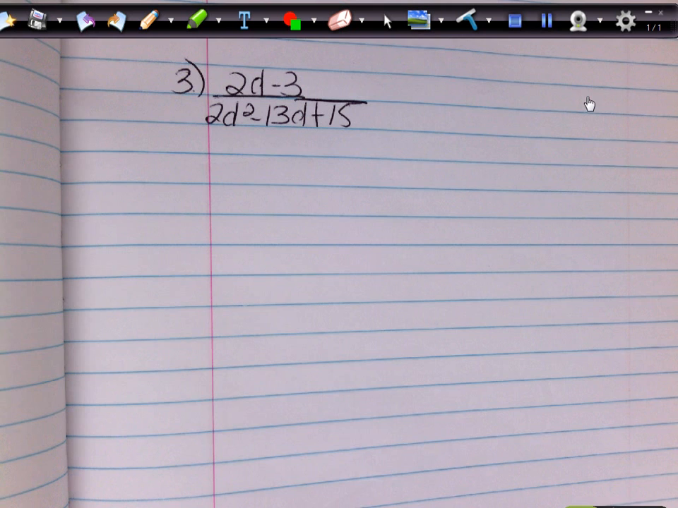Go ahead and write down number 3. Our numerator is 2d minus 3, and our denominator is 2d squared minus 13d plus 15. So again, just like what I've been doing, I'm going to factor the numerator and factor the denominator.